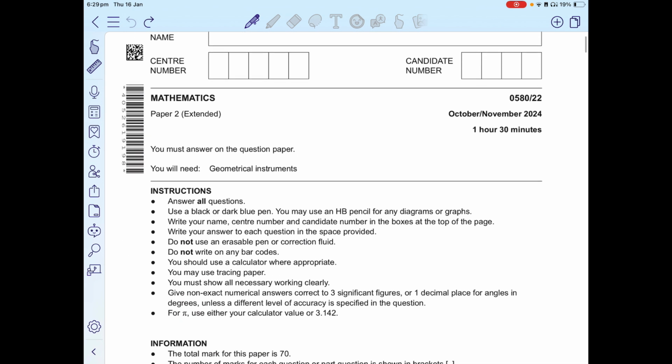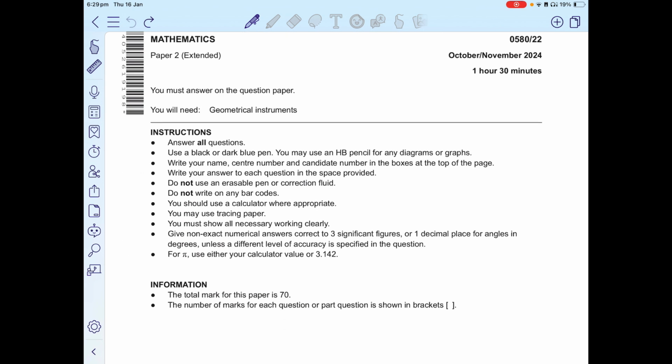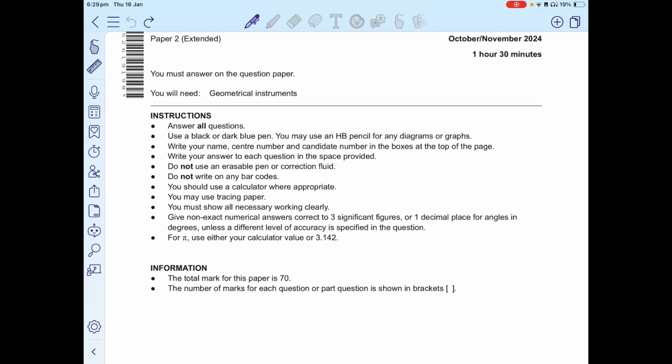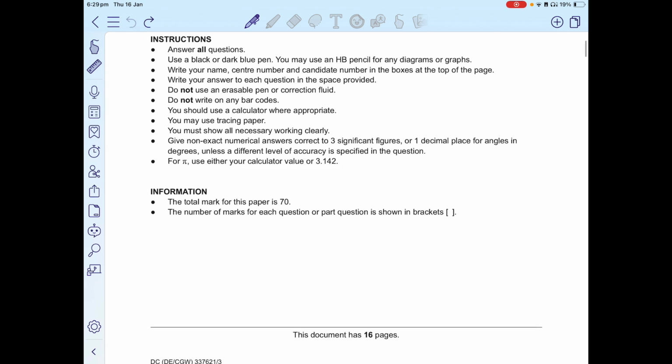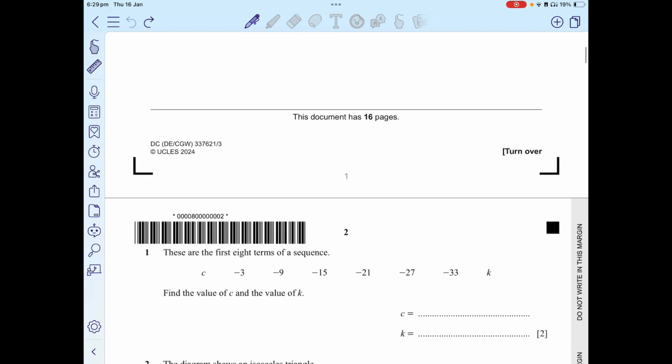So this paper is 1 hour 30 minutes and it's of 70 marks, and you can use calculators in this paper. However, I will try to avoid using the calculator except in certain questions so that you guys can get the practice of working without the calculator. All right, so let's get started with this paper.